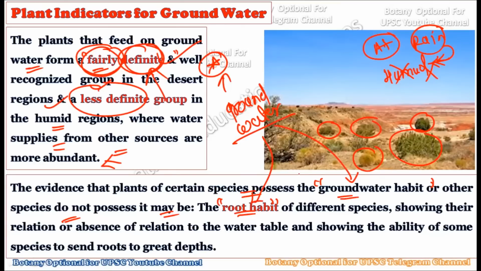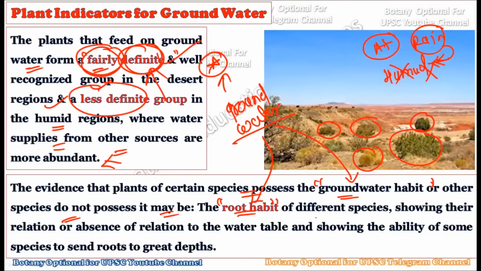These kinds of plants, which are totally dependent on the groundwater, show some different characteristics. For example, they show very long roots in order to reach the water in the ground. So whatever water is there within the ground, these particular plants will grow long roots in search of that water. So there is sufficient evidence that there are plants showing the groundwater habit or the root habit in search of the water present in the water table.